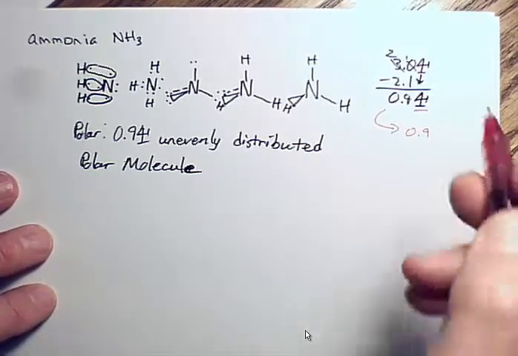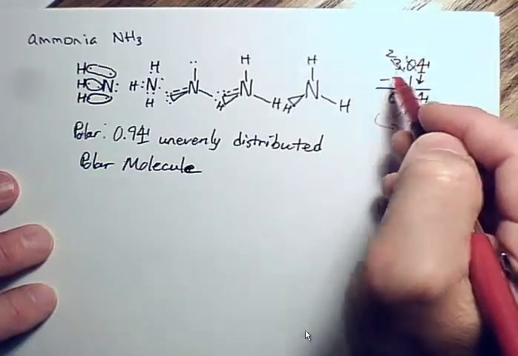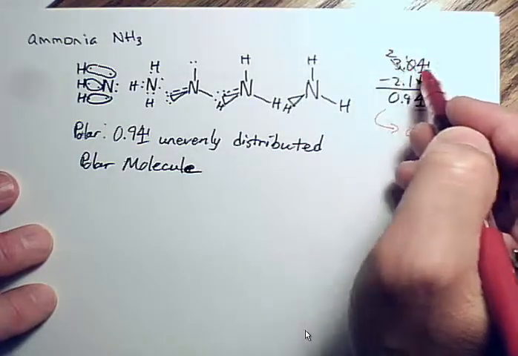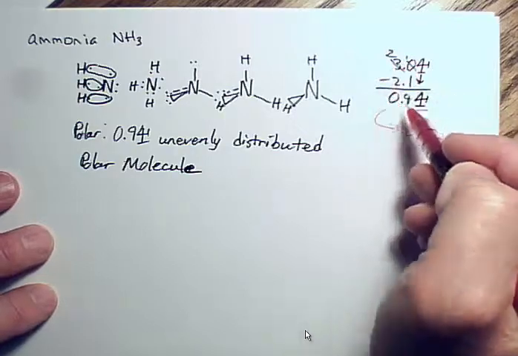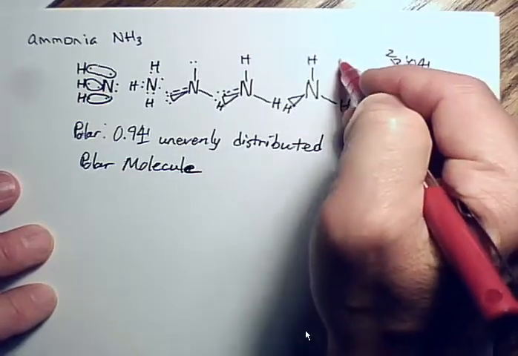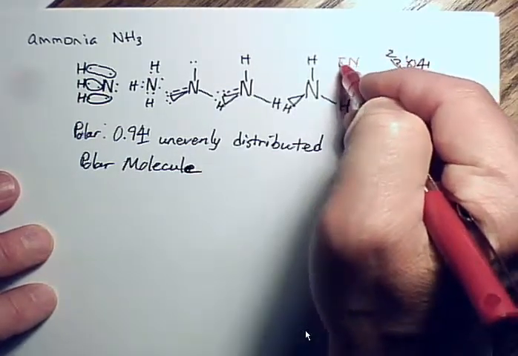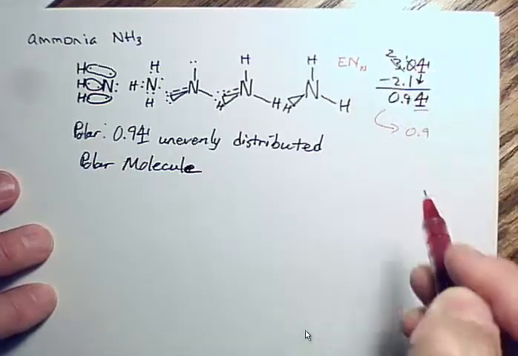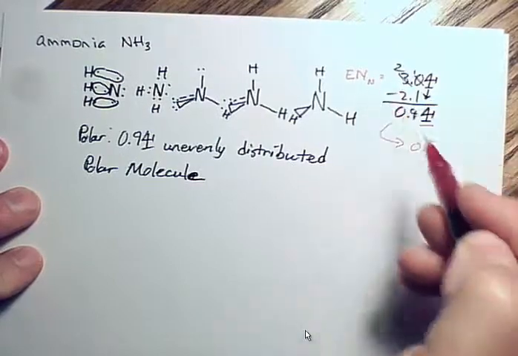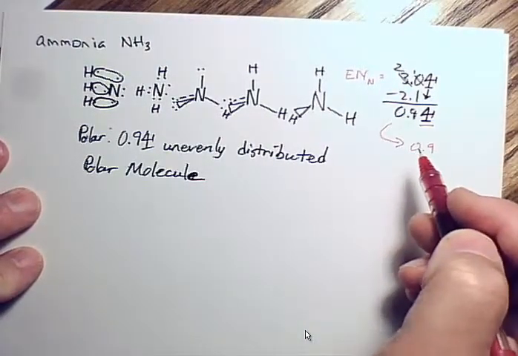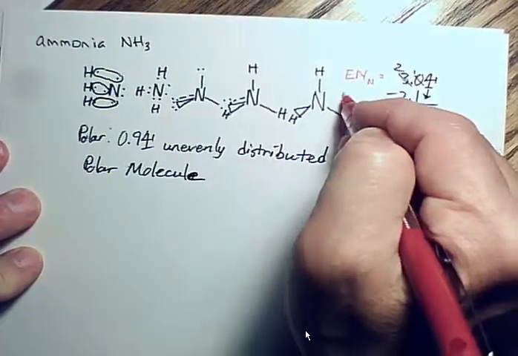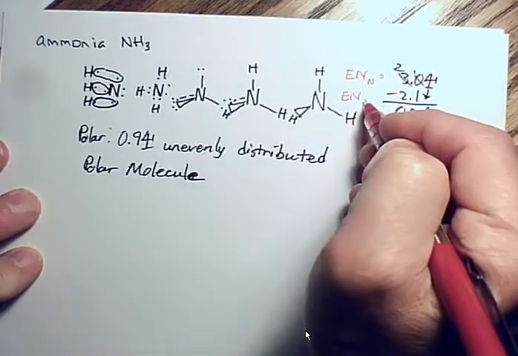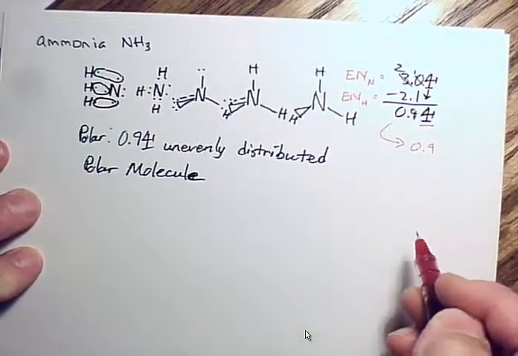Okay? So what I'd like to do here is to just clear this up a bit so that there's no confusion about what these numbers are. Let's say this is the electronegativity, EN, for nitrogen. So I got nitrogen as a subscript. That's what that number is. Electronegativity for nitrogen. This is the electronegativity for hydrogen right here.